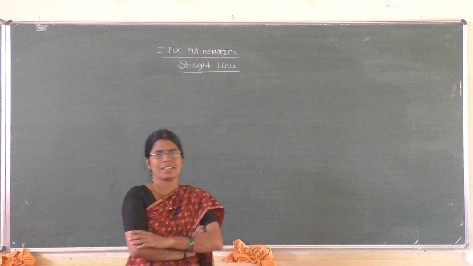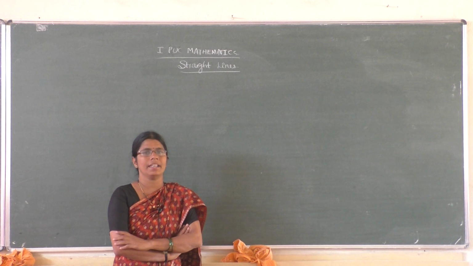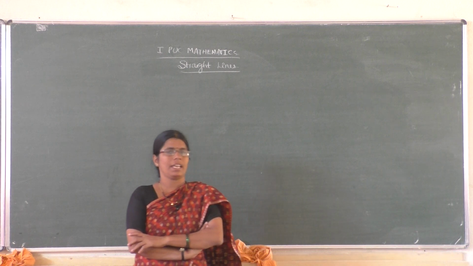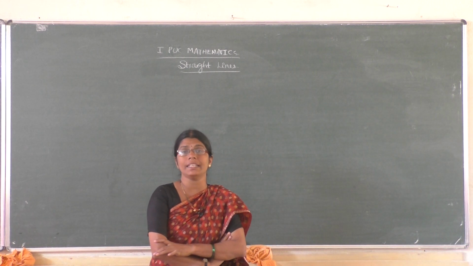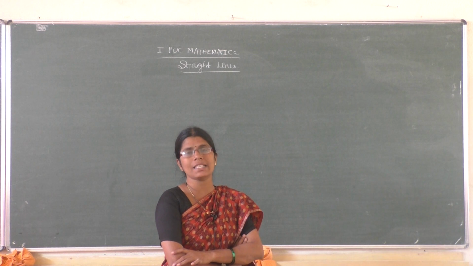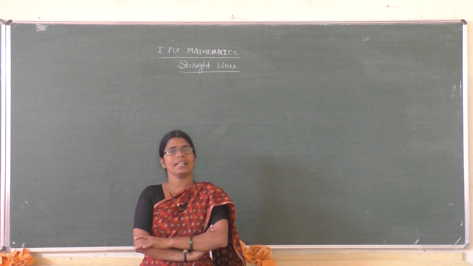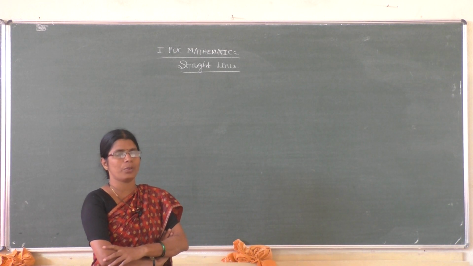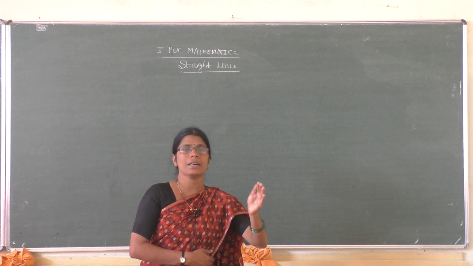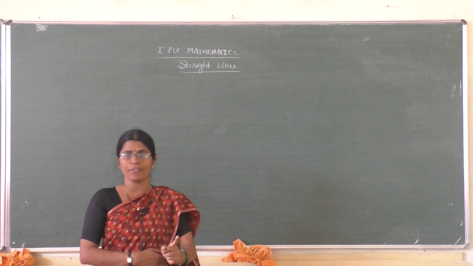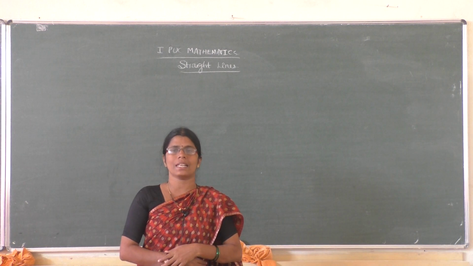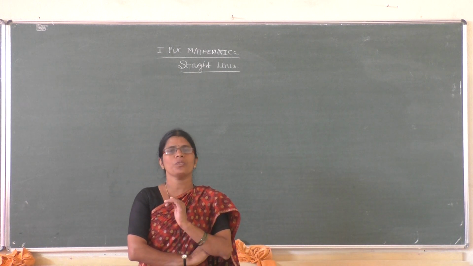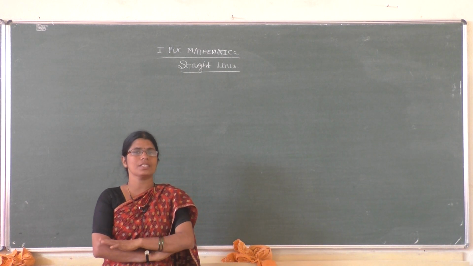Namaste my dear students. In the previous class, we studied some concepts based on the slope of a straight line. There we studied a perpendicularity condition. That means suppose two lines are perpendicular to each other, then the product of their slopes is equal to -1. Two lines are perpendicular if and only if the product of their slopes is equal to -1. We also studied the angle between two straight lines.